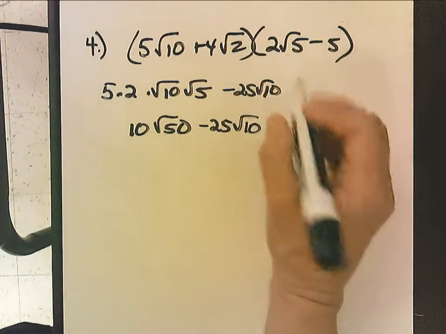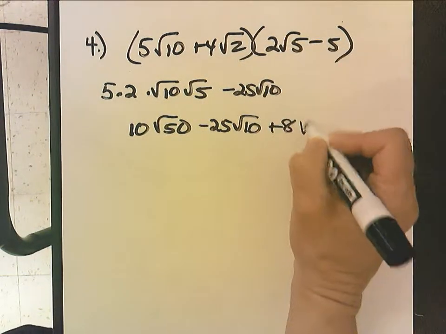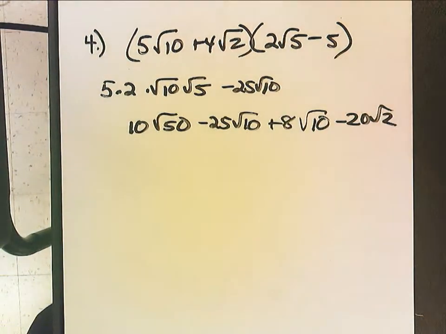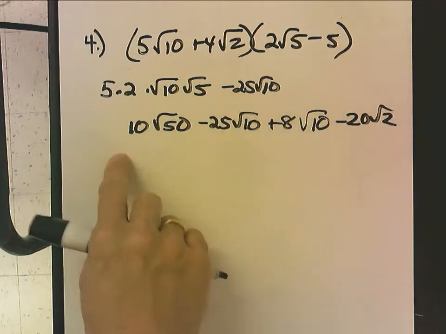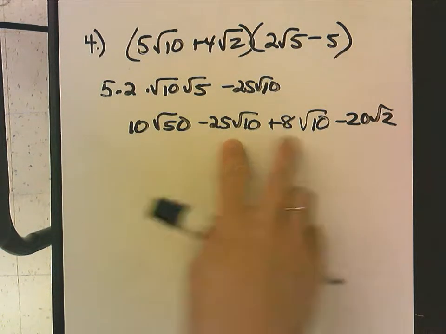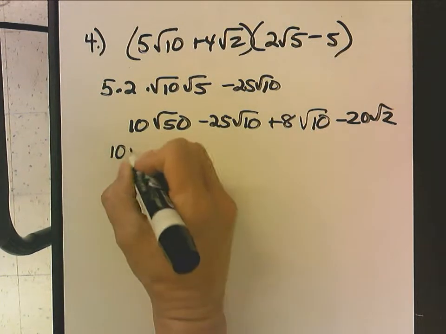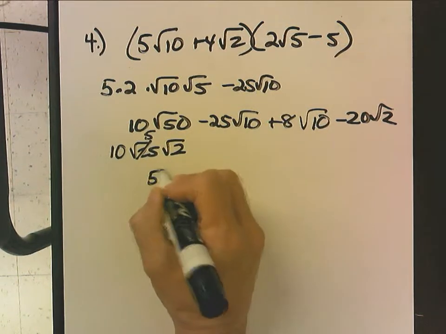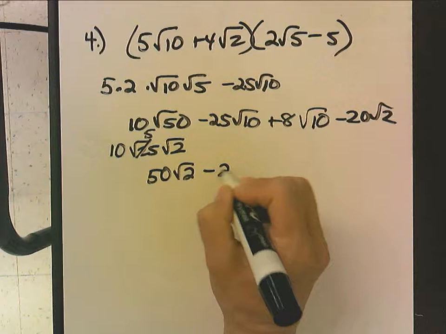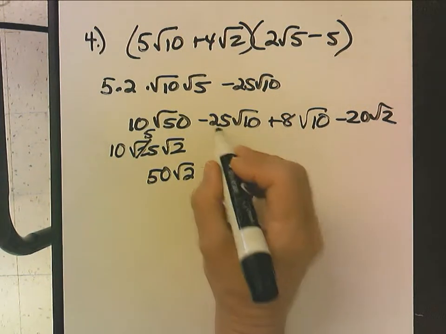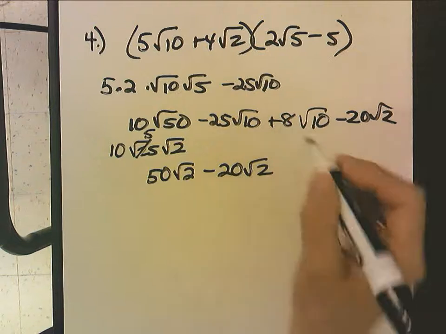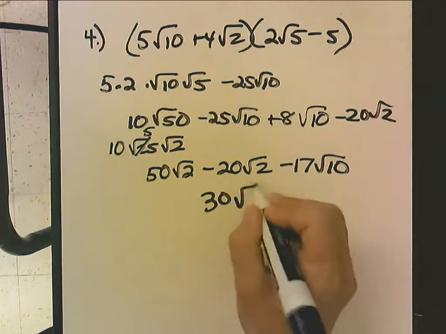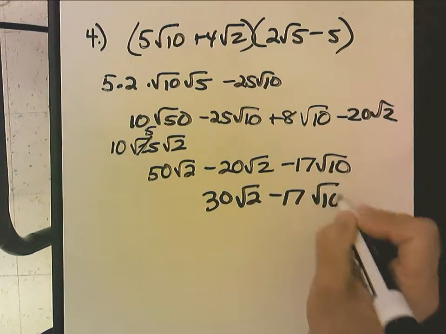Inside, 4 times 2 is 8. Root 2 times root 5 is root 10. And minus 20 root 2. Okay, so now I look and see which ones can be simplified. This can be simplified. So this becomes 10 root 25 times root 2. Root 25 is 5. 10 times 5, so this is 50 root 2. And there's a 20 root 2. And negative 25 plus 8 becomes negative 17 root 10. I add these together, I get 30 root 2 minus 17 root 10.